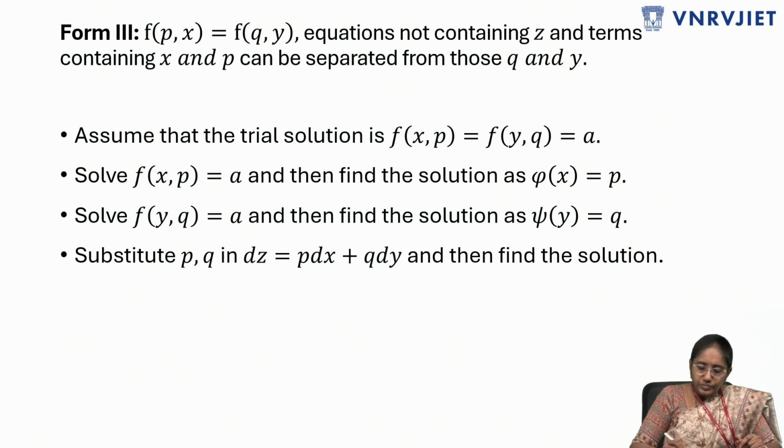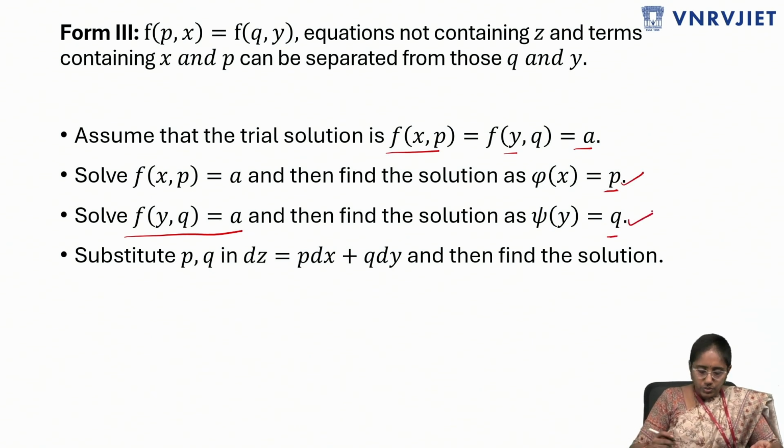Assuming that f of x comma p is equal to f of y comma q is equal to a, individually equate each function with the arbitrary constant a and solve these equations. Now you get f of x comma p, where p is the partial derivative dou z by dou x. Simplify and solve for the p value in terms of x, and equate f of y comma q to a. Each function is equated to a, and then find the value of q.